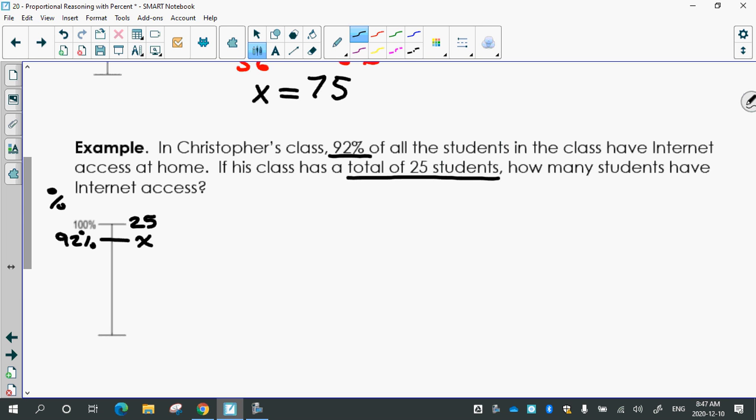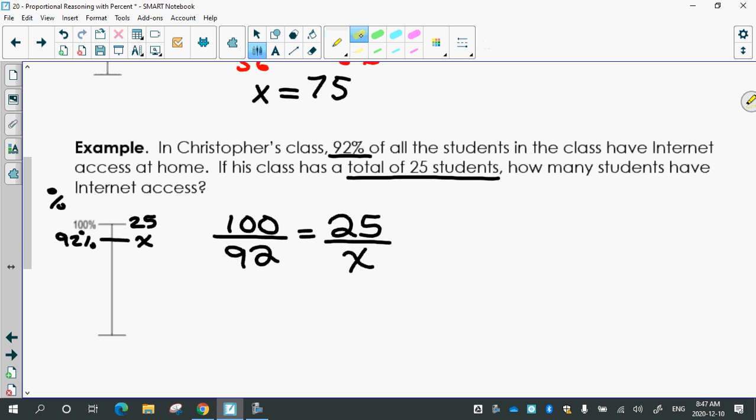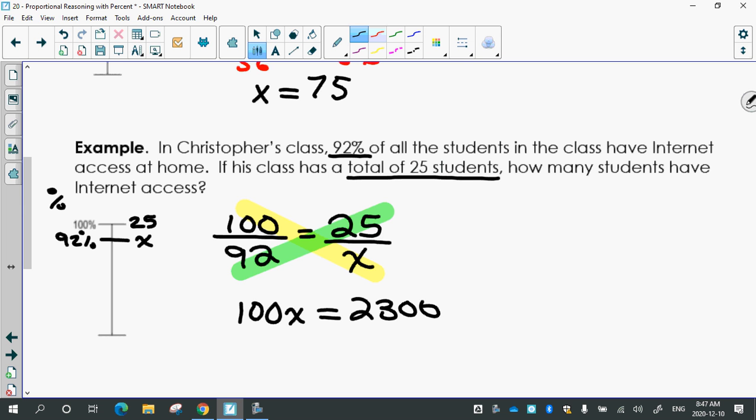So that makes our proportion for us. As soon as we've got this figured out, we can make the proportion 100 over 92 equals 25 over X. And then we can cross multiply and solve for X. So find your X and cross multiply. So 100 times X is 100X. 92 times 25 is 2,300. Divide by 100, and you get 23. Then you look back here and see, what does 23 represent? 23 is the number of kids in the class that has internet access.